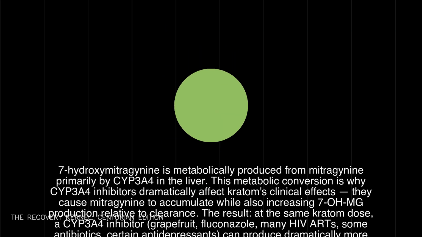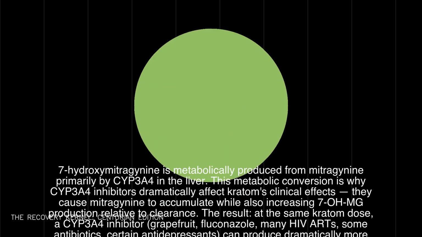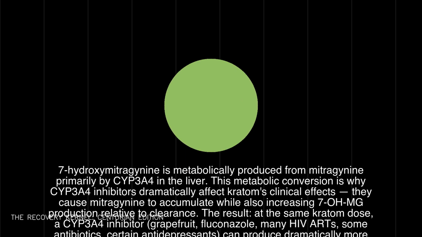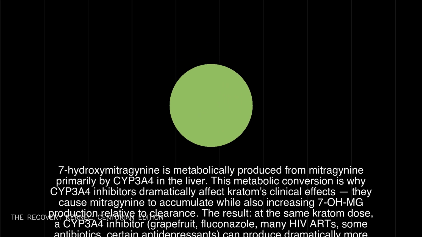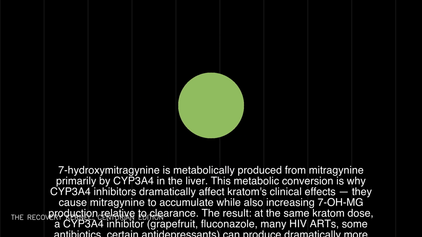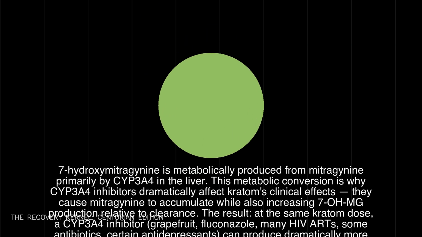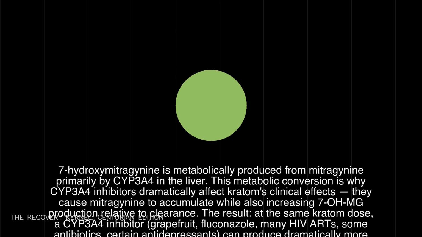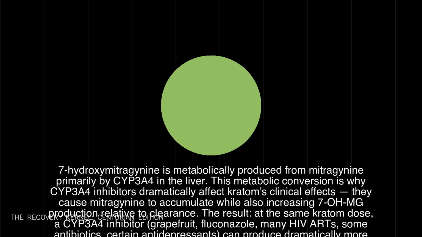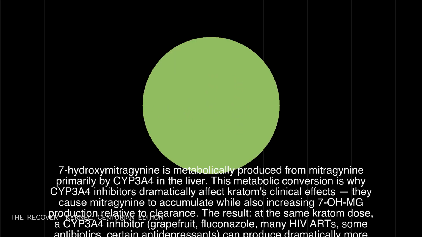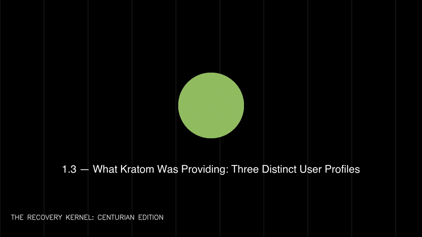7-hydroxymitragynine is metabolically produced from mitragynine primarily by CYP3A4 in the liver. This metabolic conversion is why CYP3A4 inhibitors dramatically affect kratom's clinical effects. They cause mitragynine to accumulate while also increasing 7-OH-MG production relative to clearance. The result: at the same kratom dose, a CYP3A4 inhibitor (grapefruit, fluconazole, many HIV ARTs, some antibiotics, certain antidepressants) can produce dramatically more opioid-like effects and dramatically higher dependence risk.